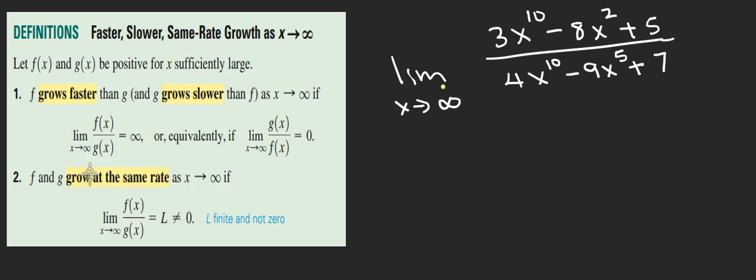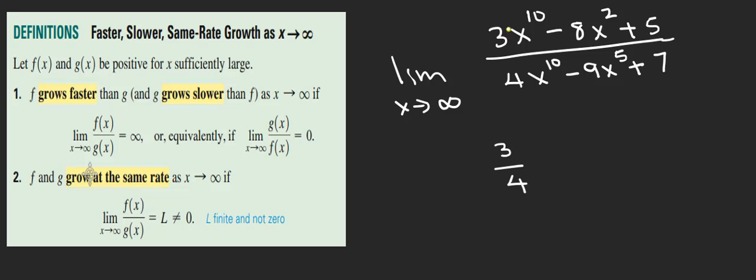Now what if you have a limit of this? You got 3x to the 10th power minus 8x squared plus 5 over 4x to the 10th power minus 9x to the 5th plus 7. What happens as x goes to infinity? Well, notice the degree on the top and the bottom. They're the same, isn't it? It doesn't matter what comes after. So, I mean, you could try L'Hopital's rule many times. You end up getting 3 over 4.